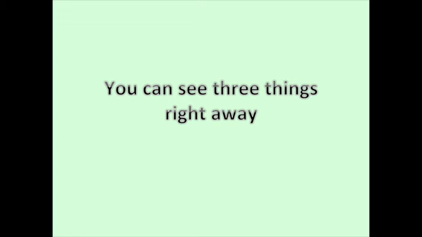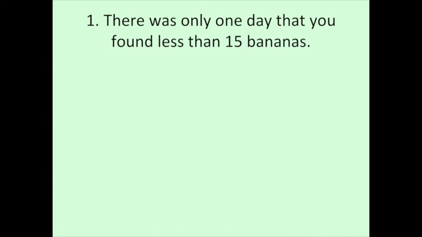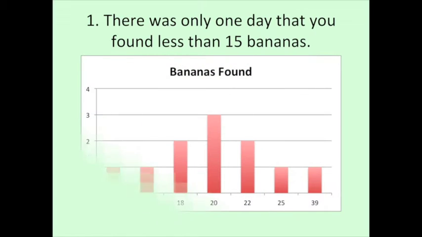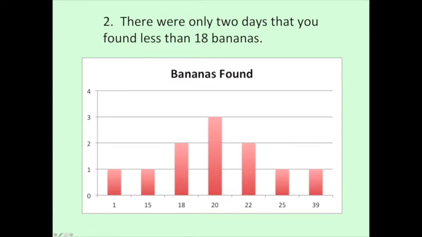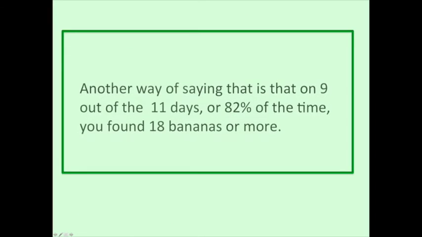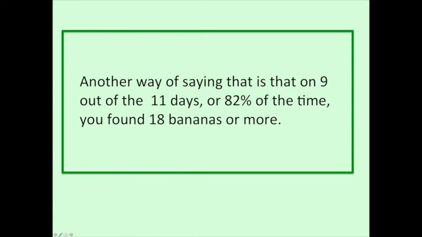You can see 3 things right away. 1. There was only one day that you found less than 15 bananas. This one right here, that's it. Every other day you found 15 or more. 2. There are only 2 days that you found less than 18 bananas. These 2 days. 1 you found 1, 1 you found 15. Another way of saying that is that on 9 out of the 11 days, or 82% of the time, you found 18 bananas or more.